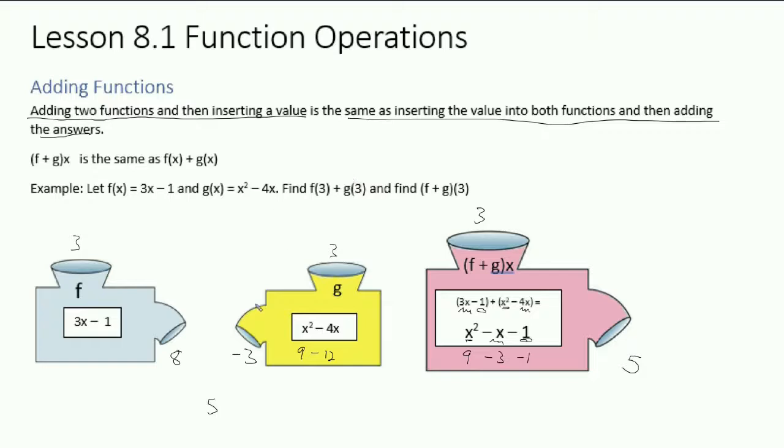If we look at this algebraically and you don't have these little function machines, we could say f of 3 plus g of 3. f of 3 just means we put 3 in here, so this is 3 times 3, that's this 3 here, minus 1. And then plus g of 3, that's 3 squared minus 4 times 3.